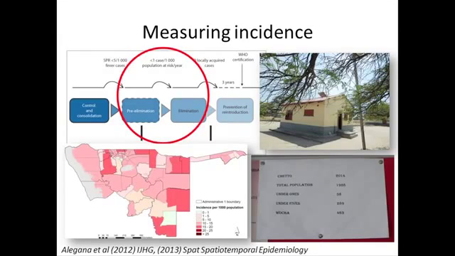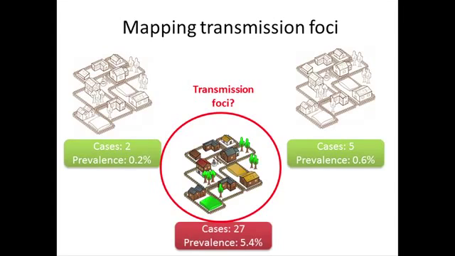So this involves, for instance, taking individual health facility records, counting the number of cases. You get your denominator from the census there. This is pinned to the wall of the health facility. This is from northern Namibia. And then combining all of that data together, you can get a map of incidents. So all seems straightforward.